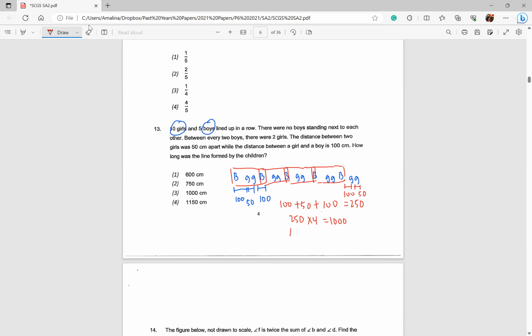So make sure you plus 1000 plus your 150. So I get 1150. So it's option number 4. Okay, let's change back to 2.